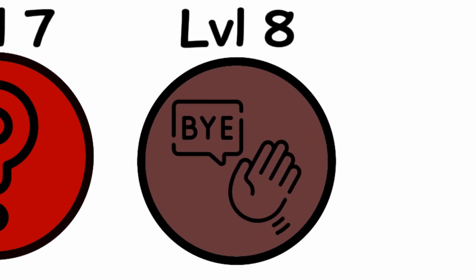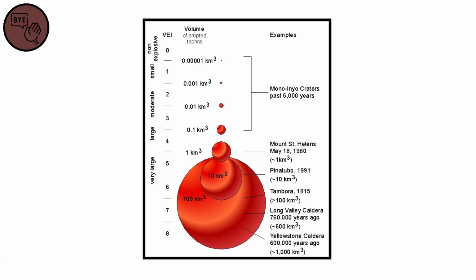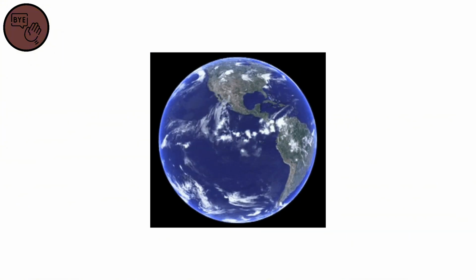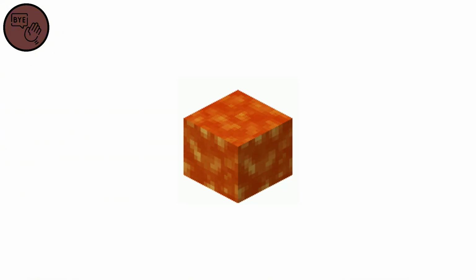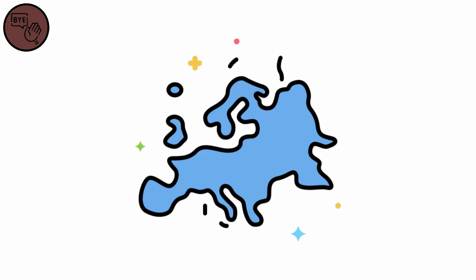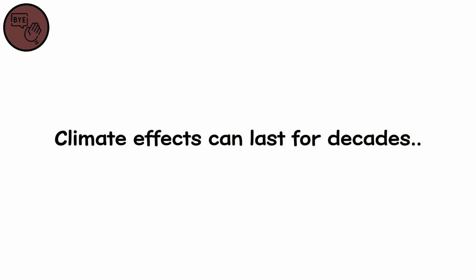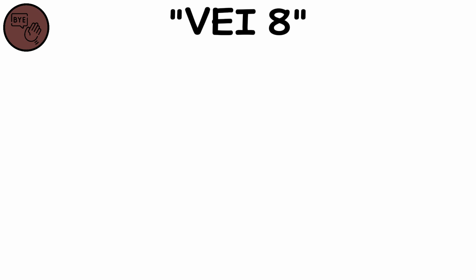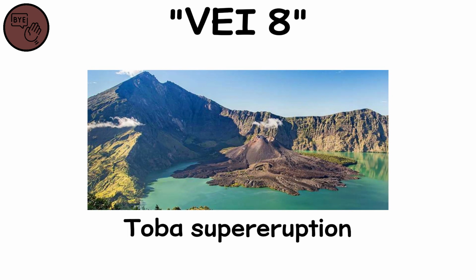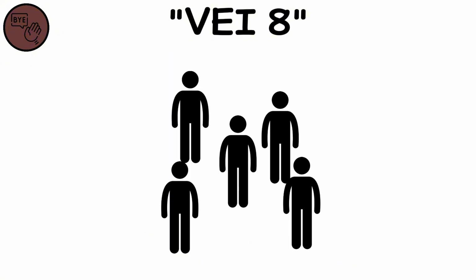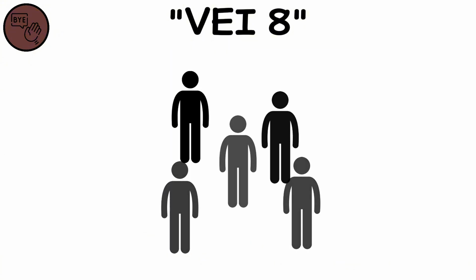Level 8. Mega colossal eruption. VEI-8 is the highest level on the scale and represents supervolcanic eruptions. These events are extremely rare and catastrophic on a planetary level. They eject more than 1.3 trillion cubic yards of material and can blanket entire continents in ash. Climate effects can last for decades, potentially triggering mass extinctions. The last known VEI-8 eruption was the Toba supereruption in Indonesia about 74,000 years ago, which may have caused a global volcanic winter and nearly wiped out early human populations.